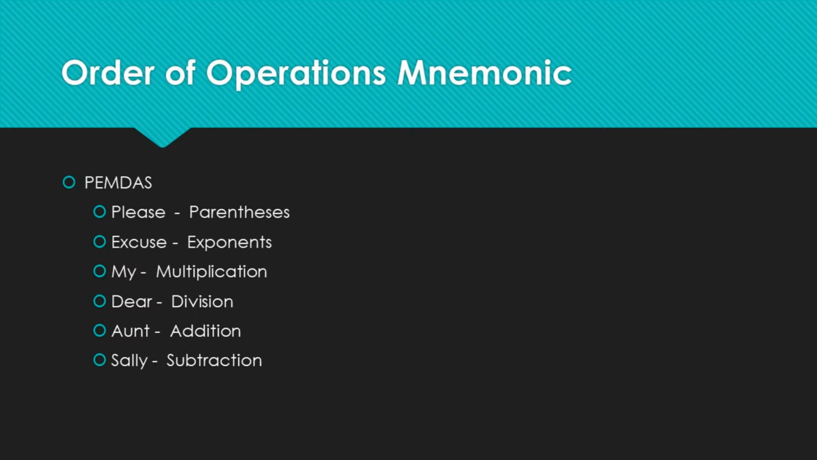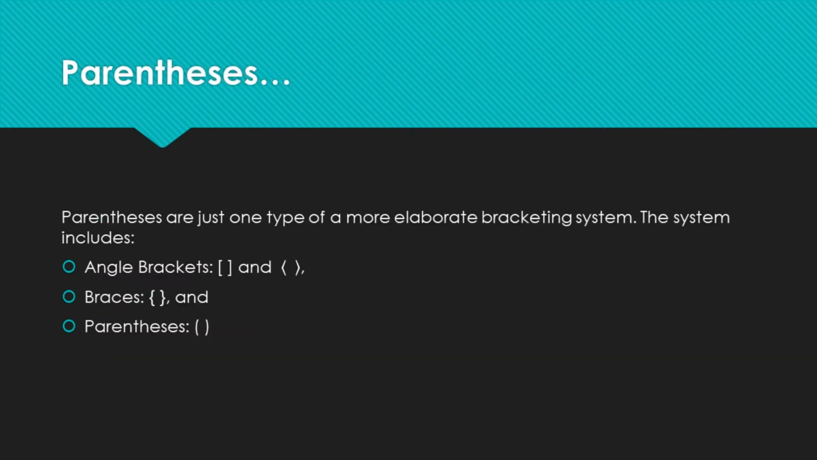There's a simple mnemonic for remembering the proper order of operations. P-E-M-D-A-S. Please excuse my dear Aunt Sally. P, please, is for parentheses. E, excuse, is for exponents. M, my, is for multiplication. D, dear, is for division. A, Aunt, is for addition. S, Sally, is for subtraction.